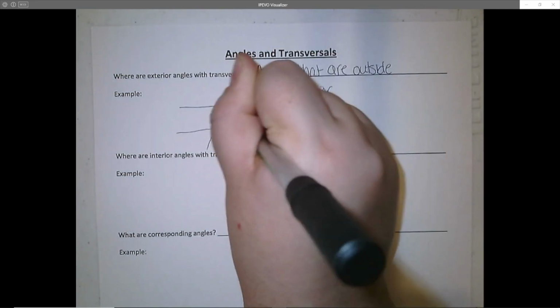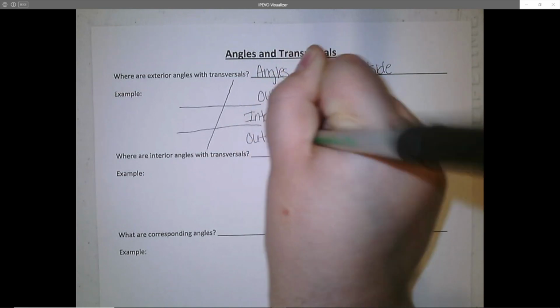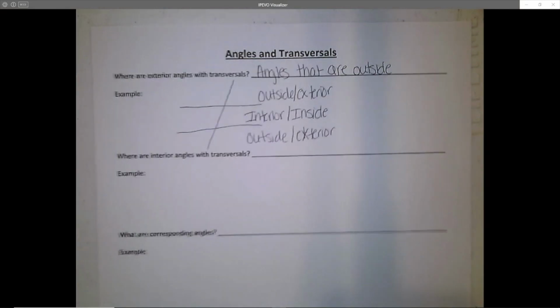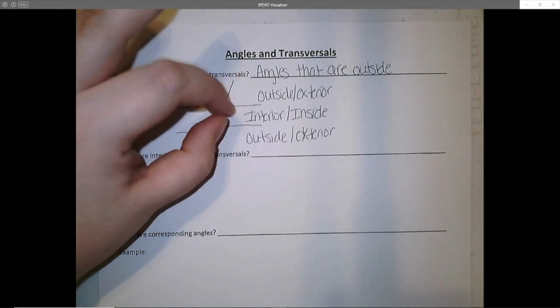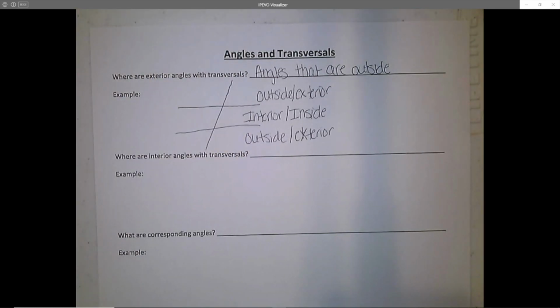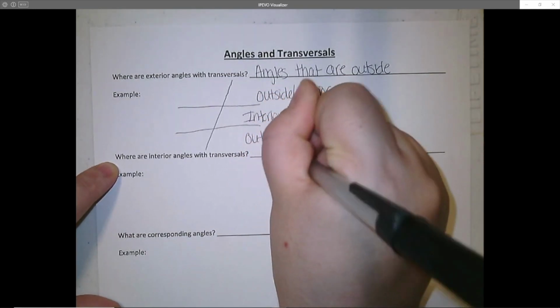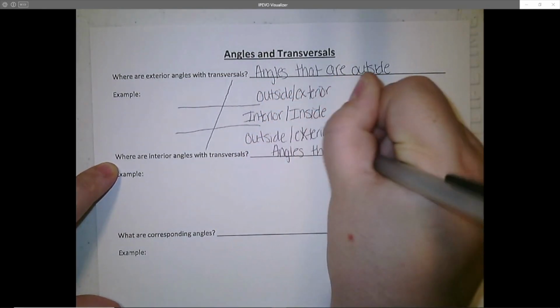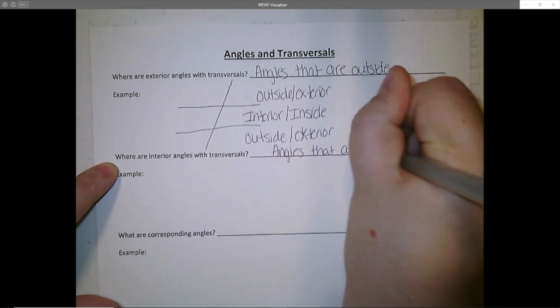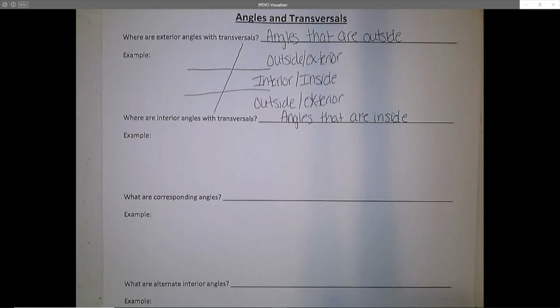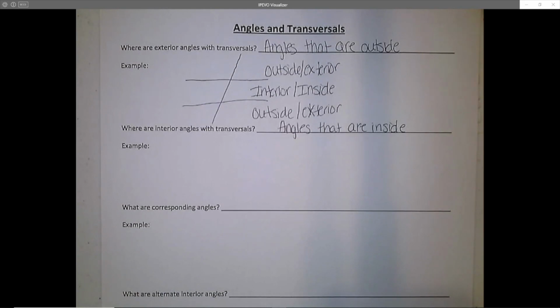What we're going to realize is that these interior and exterior angles create like a sandwich. The outside or the exterior is like the bread. The interior is the inside, the meat, whatever you're going to put in. What are interior angles? These are angles that are inside, and we've already seen that in the above picture. I'm not going to need to draw another example because I'd be copying the same thing.